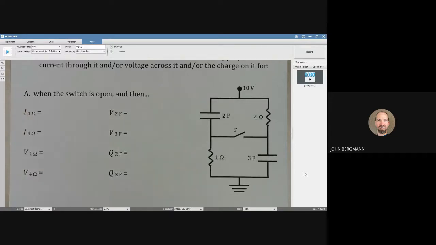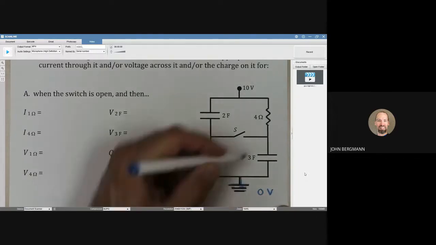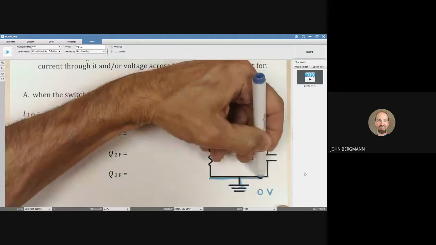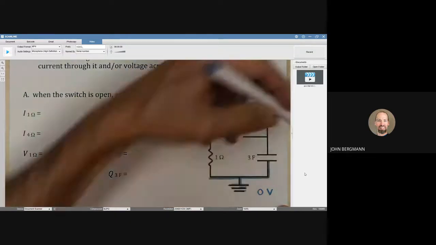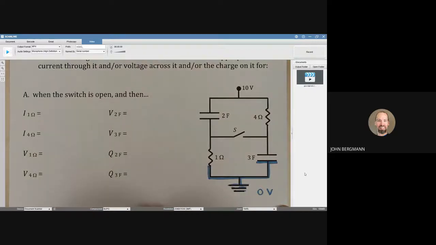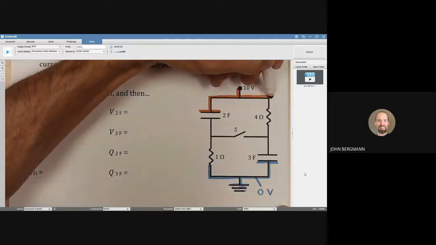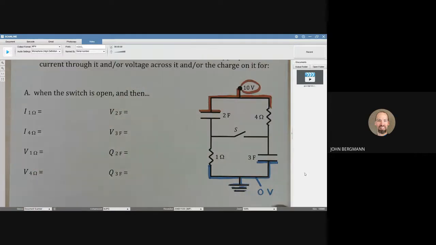If this is grounded, that means that it has a potential of 0 volts. And that means that this entire portion here and that portion and all of this have the same potential of 0 volts. At the top, we have a potential of 10 volts. This whole region right here is charged up to 10 volts. And then what else do we have?